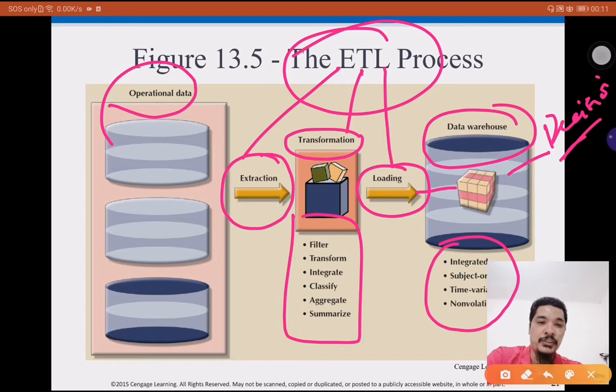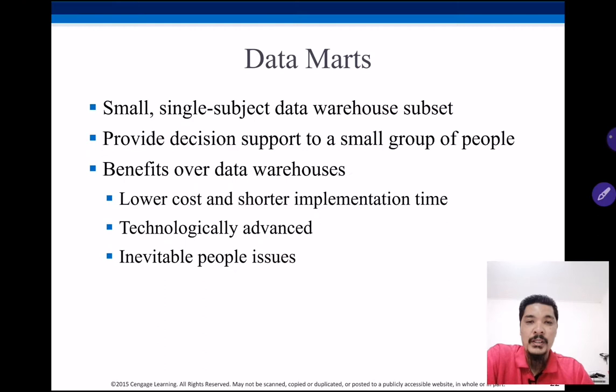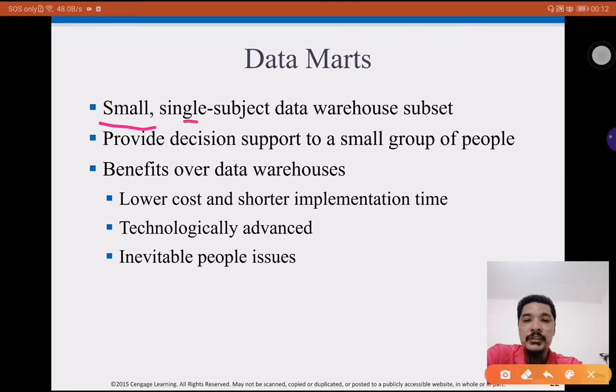Okay, next. Data mart. What is data mart? Data mart is a small single subject data warehouse subset. Okay, so kita ada data warehouse, dan kalau kita panggil data mart, itulah subset. Okay, contoh, kalau katakanlah dalam kes COVID tadi ni.